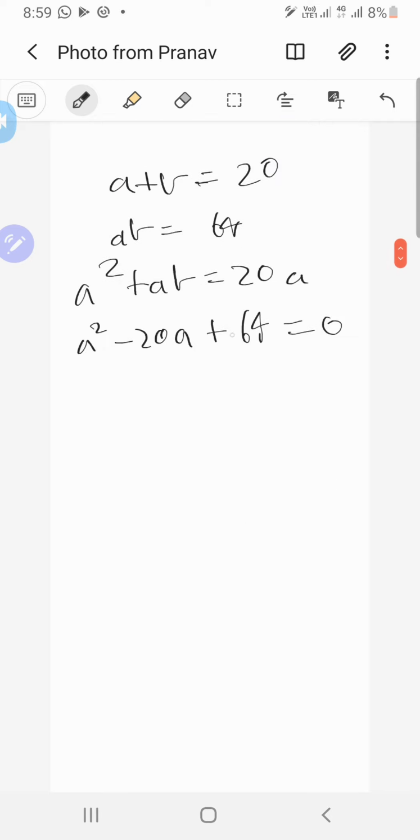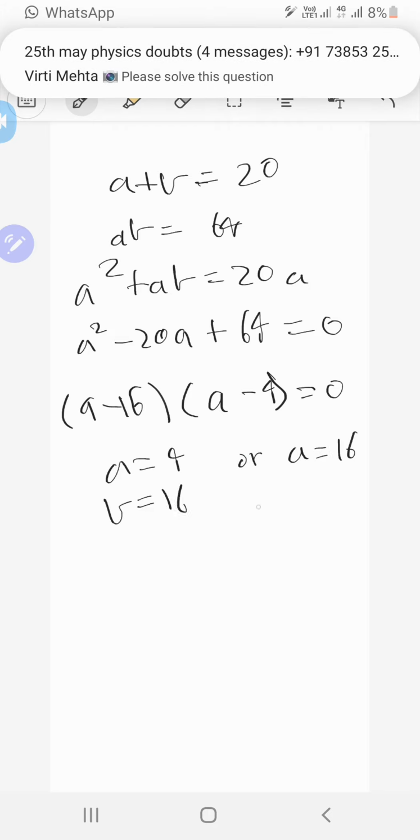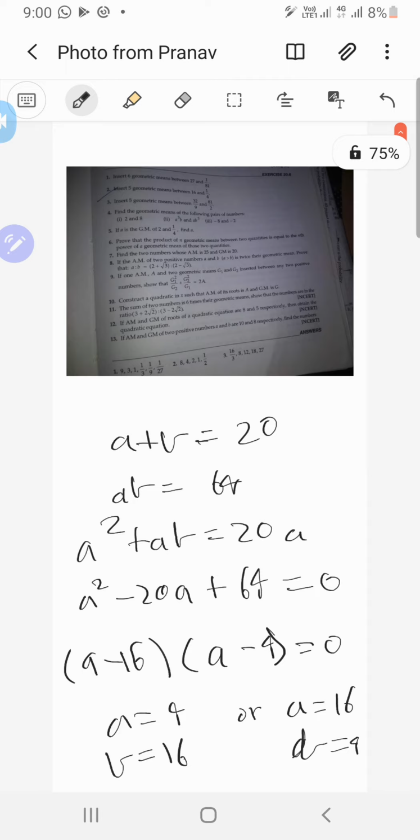Let's see, 64 can be written as 8 into 8, or it can be written as 32 into 2, that's not fine. So 16 into 4, yes, (a minus 16) into (a minus 4) equals 0. So a equals 4 or a equals 16. If a equals 4, then b has to be 16. If a is 16, then b is 4. Yeah, and that was the last question.